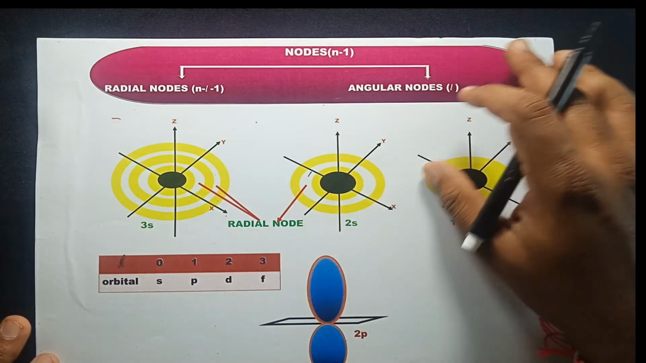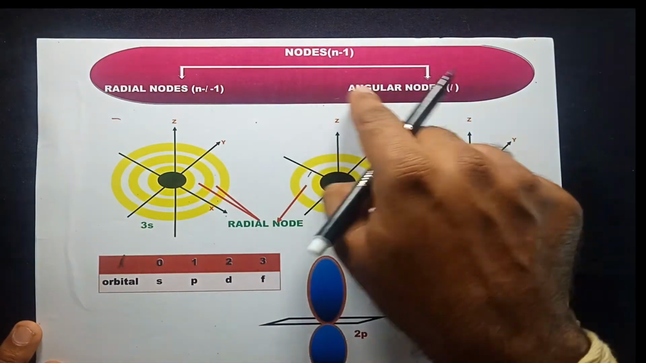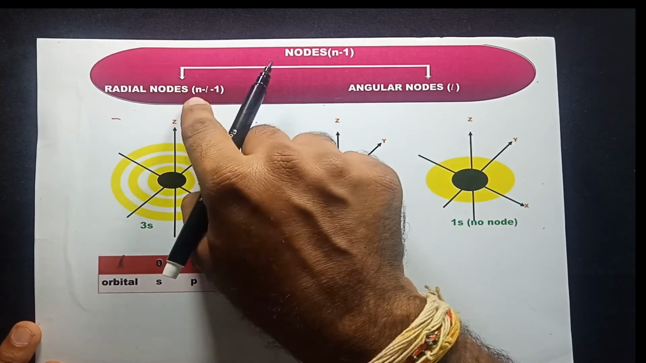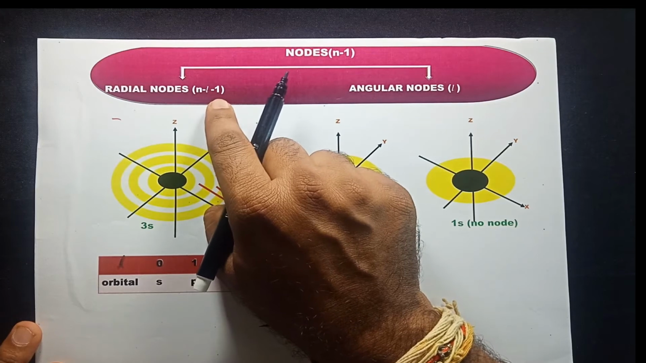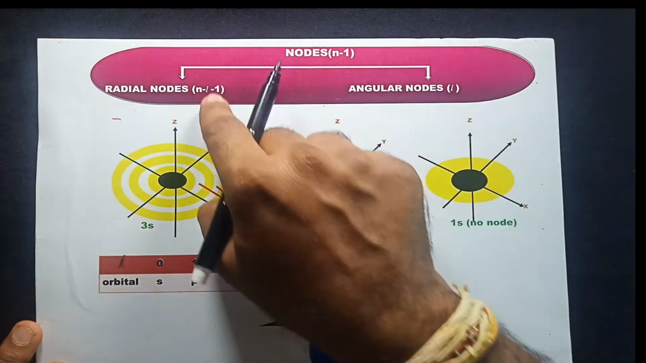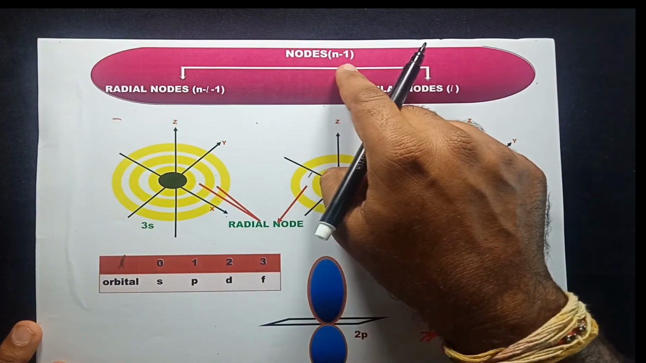So is it clear friends? By adding these two, angular nodes and radial nodes, we get the total number of nodes. That means n minus L minus 1 plus L. Plus L and minus L get cancelled. We will get n minus 1.